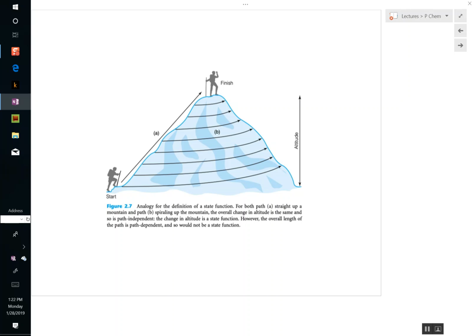Whether they went right up the side of the mountain or wound around the mountain, the path they took going up there is material, but it's not a state function. It's a path parameter and not a state parameter.